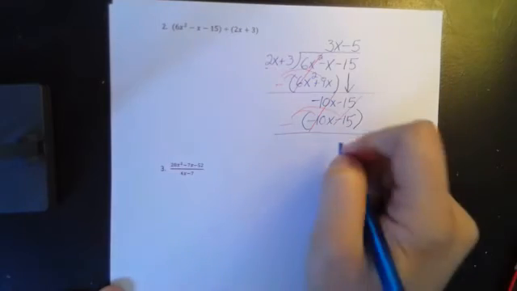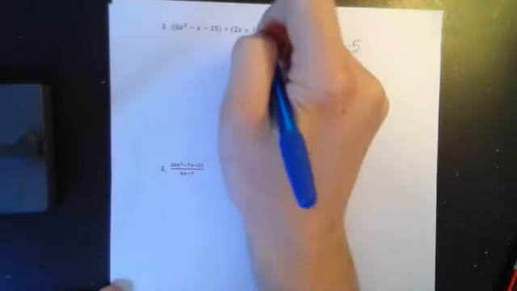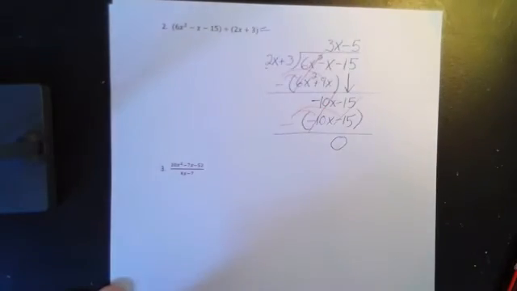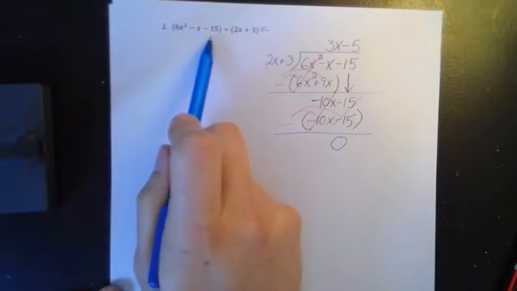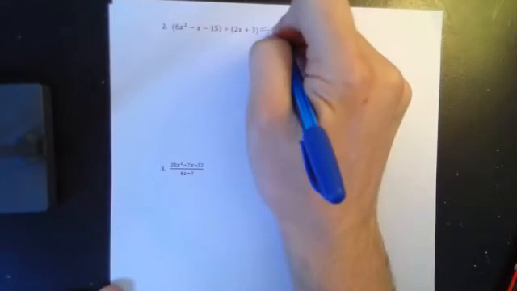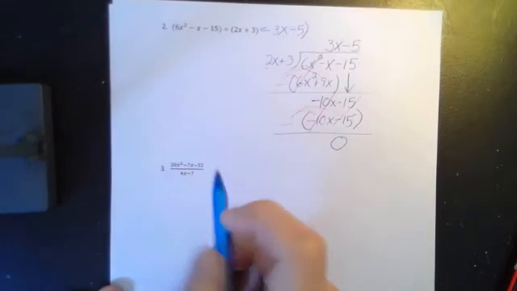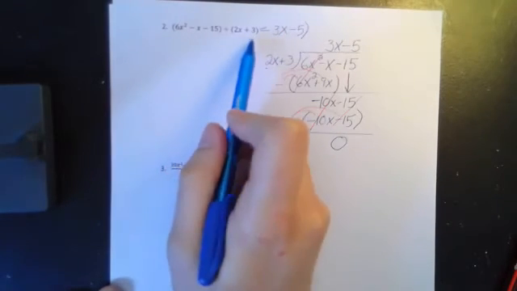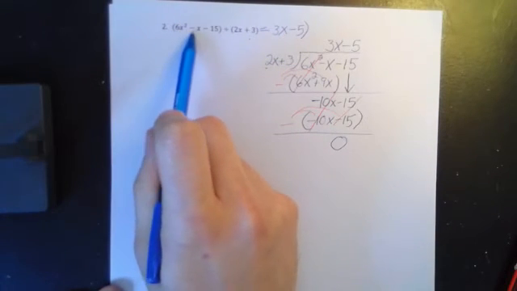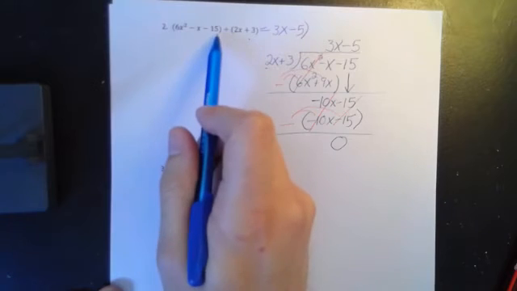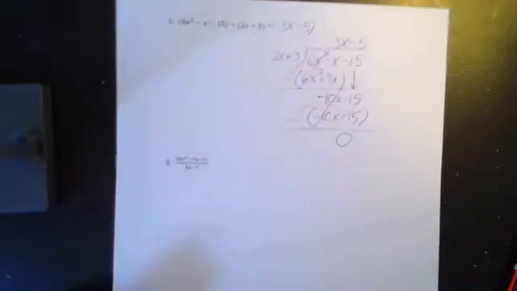So we have a remainder of 0, meaning that 6x squared minus x minus 15 divided by 2x plus 3 is 3x minus 5. Meaning that 2x plus 3 is also a factor of 6x squared minus x minus 15, just like in number 1. All right, let's take a look at number 3. This is one that's going to have a remainder. So we'll start by setting up our division problem.